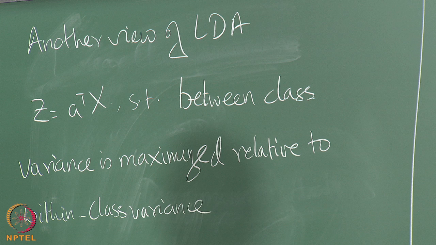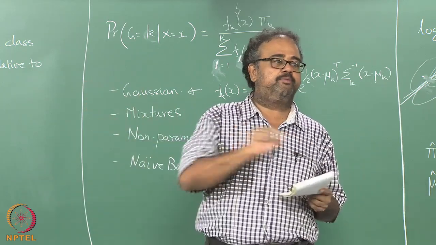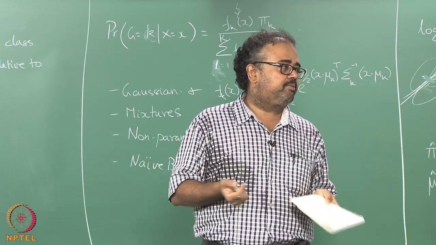Right. So when I say between class variance, I say it is the variance of the class means. I will take the classes, look at the means of those classes and the projected means of those classes, and compute the variance among the projected means. Suppose I have k classes, I can compute the variance among those.